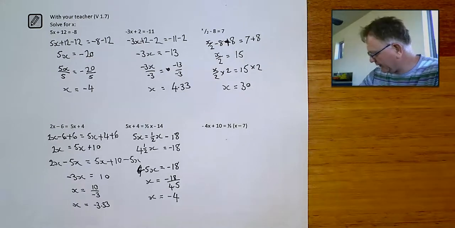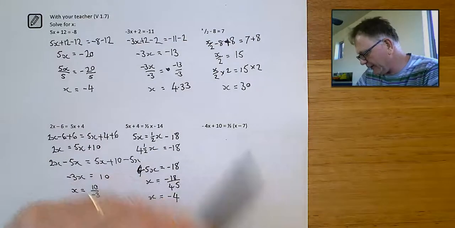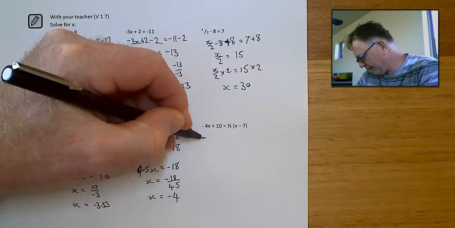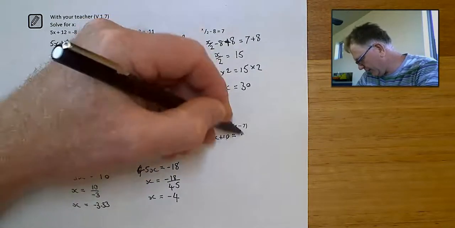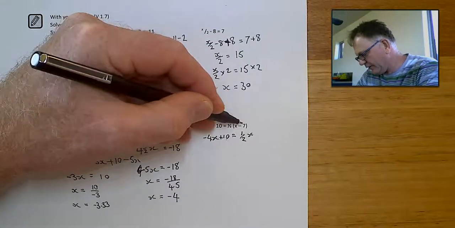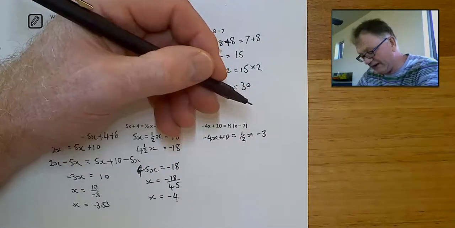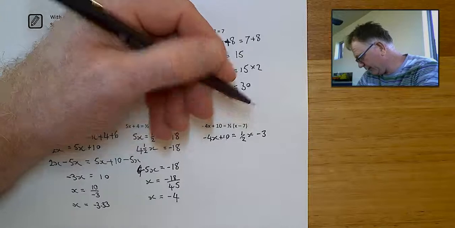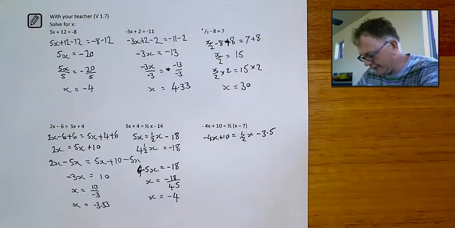Last thing over here, this one here's got some brackets, and the best thing is always do your brackets first, so multiply that out before you start. So we'll have negative 4x plus 10 equals 1/2 times x, and 1/2 times the minus 7 is negative 3.5. You can work in decimals if you like, so it'll be negative 3.5. There's probably an easier way I could have done this, but I'm a bit stuck in here, so I'll probably stick to what I'm doing.